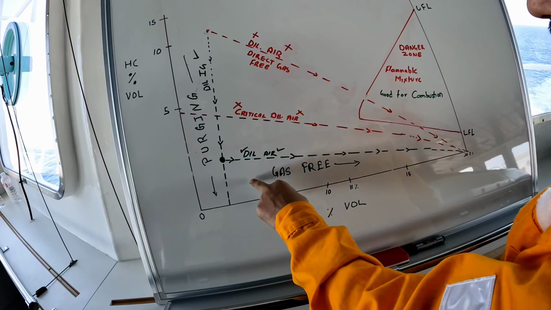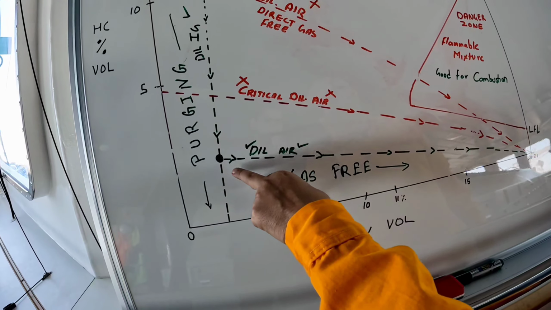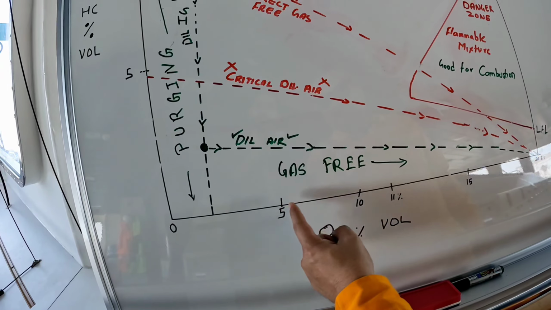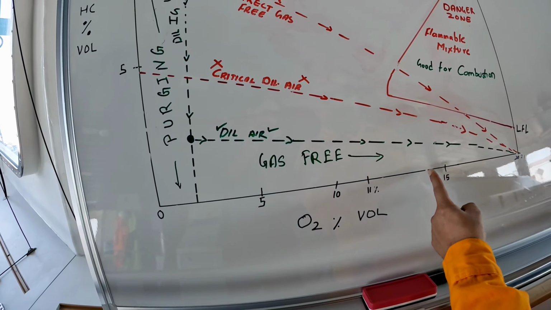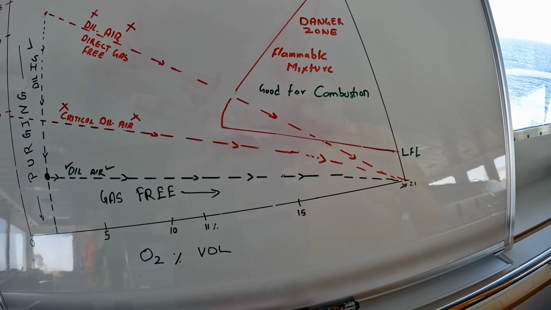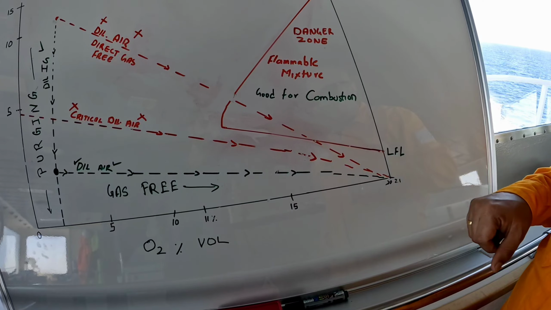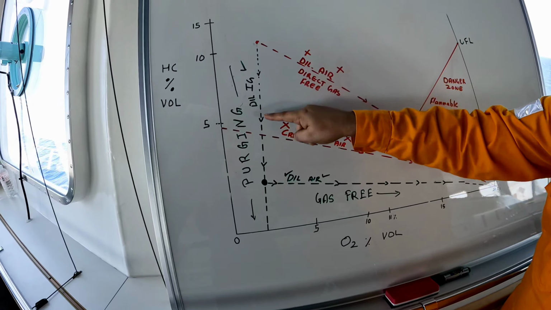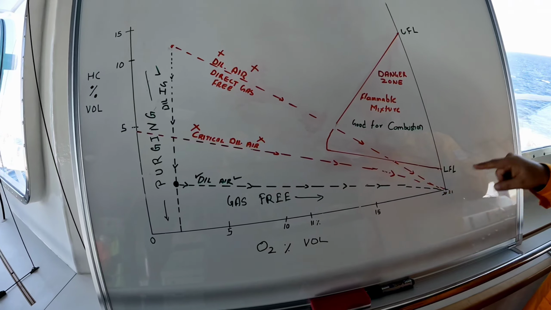Once you input air, your hydrocarbons of course will start falling down, but you will have your oxygen increasing now. You can see here 5, 10, 11, like this it will keep increasing, and you will come to 20.9. That is our aim, to reach this point. So this is how we should do gas freeing of a tank. First we should do the purging, and then we should do the gas freeing.